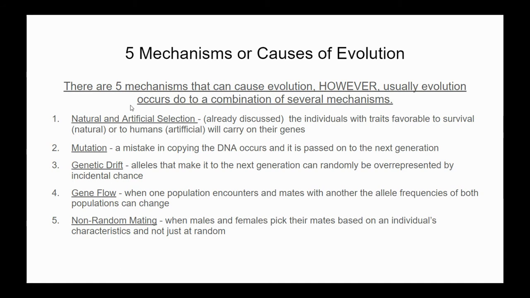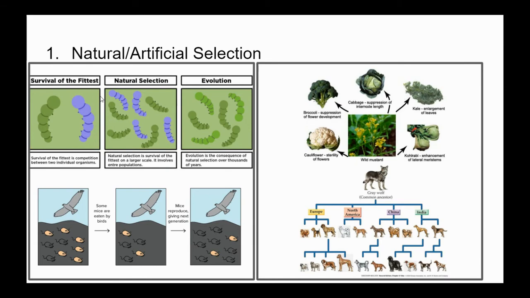We've already talked about natural selection or artificial selection, actually both of them. And then we also talked a little bit about mutation, so mistaken copying of DNA. But what we haven't talked about is what genetic drift is, gene flow, and we really haven't talked about non-random mating either. Okay. So the first one, natural selection, artificial selection.